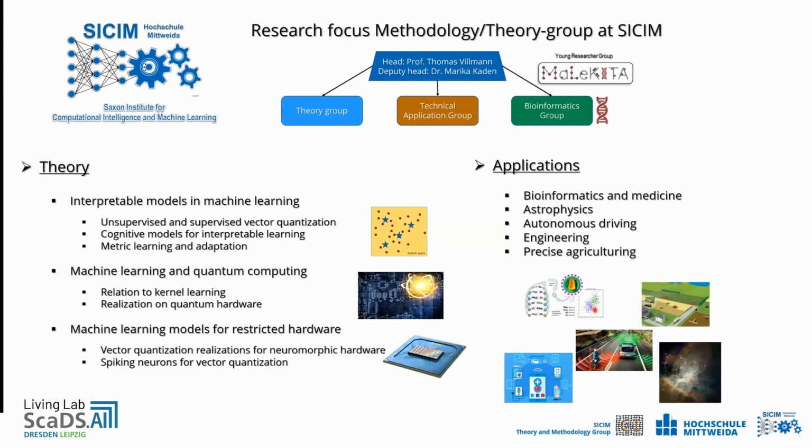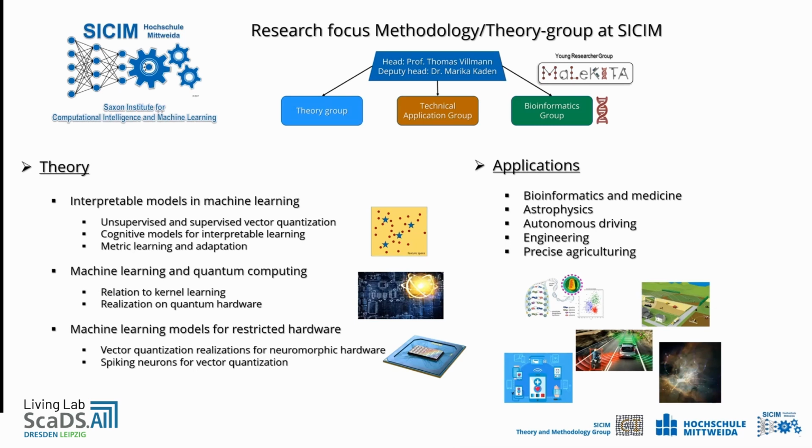And I'm the director of this institute since 2017. In the institute, we have a methodology, a theory group, and this group is split in three branches. This is a theory group, the technical application group, and the bioinformatics group, which is accompanied by a young researcher group, Marley Keter, for machine learning and artificial intelligence and technical applications. So the theory group mainly is focused on interpretable models in machine learning, as well as a little bit of quantum computing and machine learning models for restricted hardware. In the applications, we have bioinformatics and medicine, astrophysics.